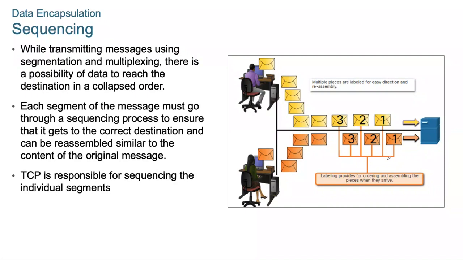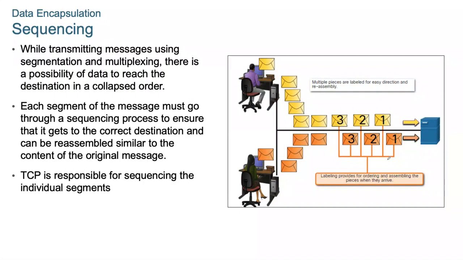Yes, they can arrive out of order, because one path may be shorter and another path may be longer. So they can arrive out of order, but when all the packets are received, it is the job of the server or the destination to rearrange them.